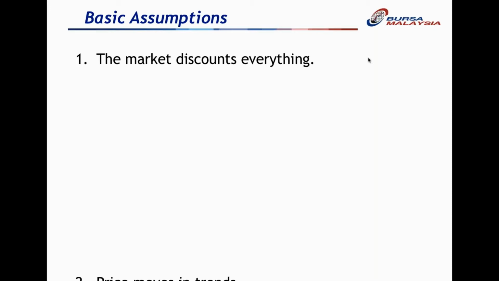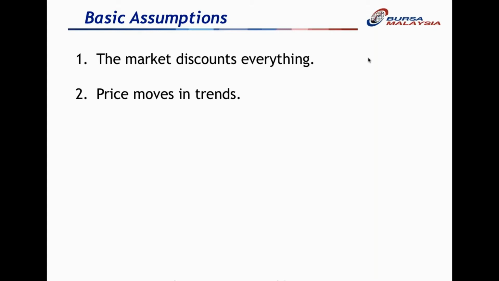Second is that price moves in trends. Technical analysts believe that prices don't move in randomness, unlike the Brownian motion that we learn in physics. Price moves in trends. That's why it is easier to predict and forecast.